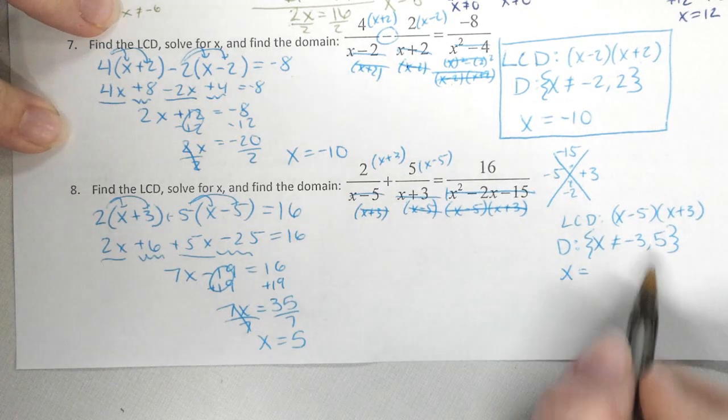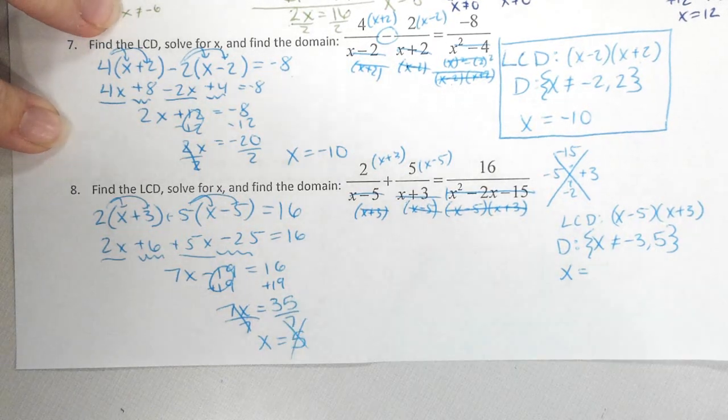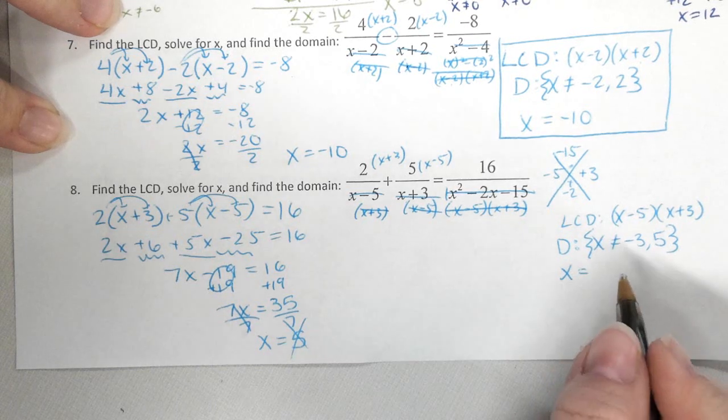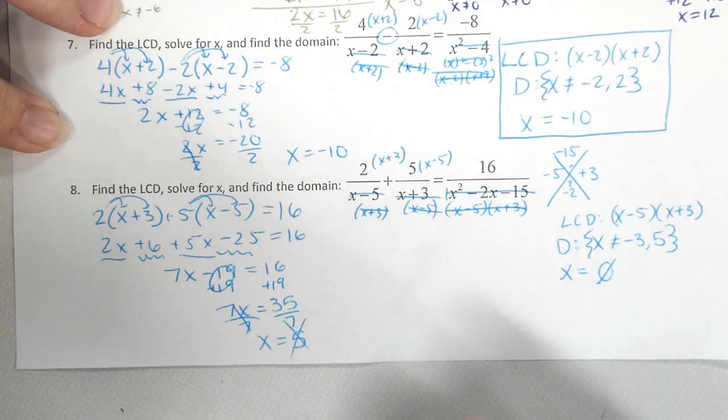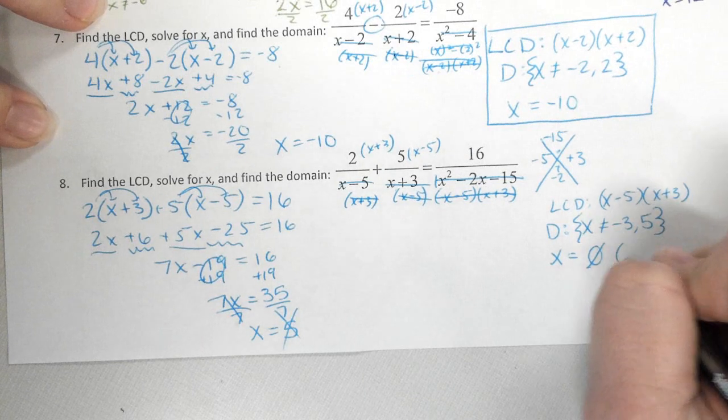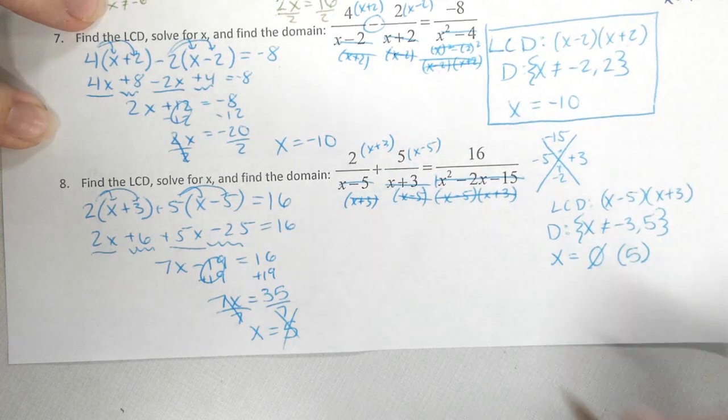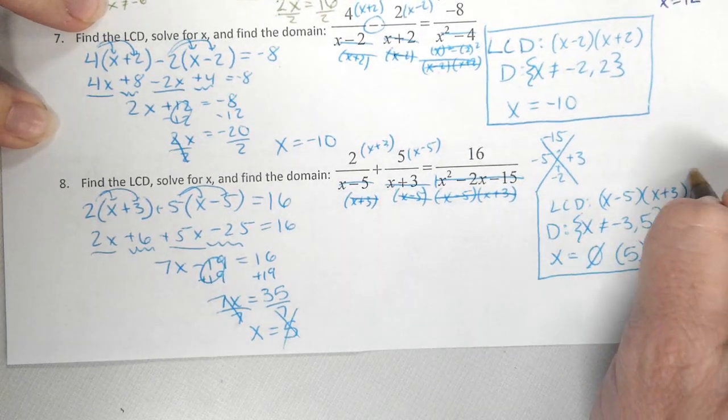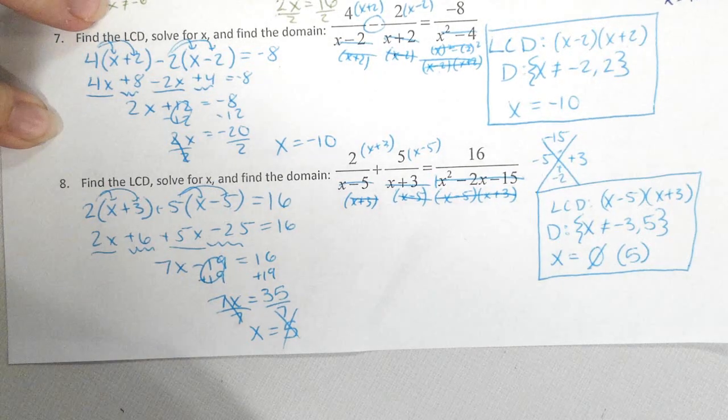Well, I said x can't be 5, so that doesn't work. Therefore, my only solution doesn't work. Therefore, there is no solution that works. And so my solution that doesn't work is 5, goes in parentheses, and there's no real solution.